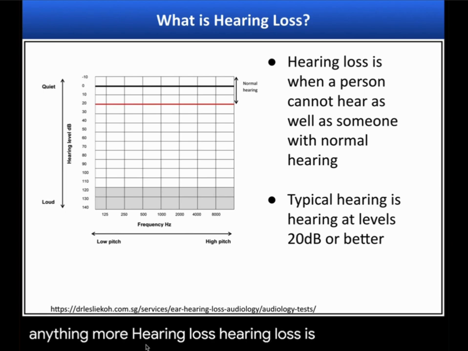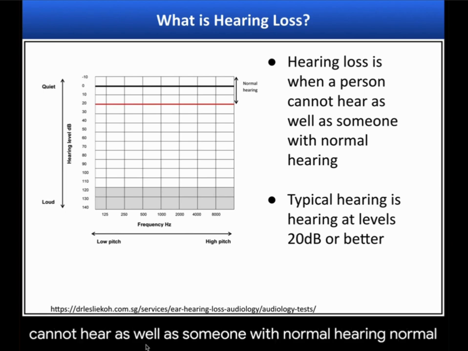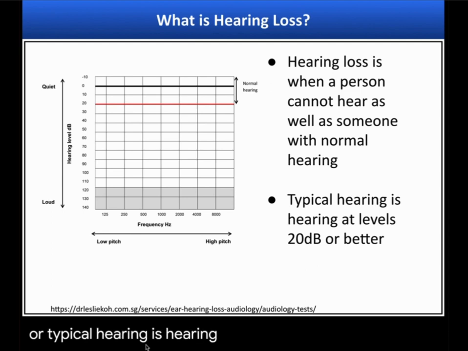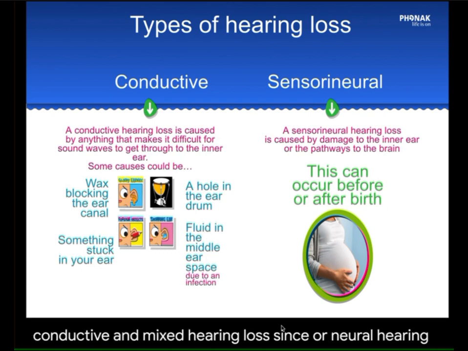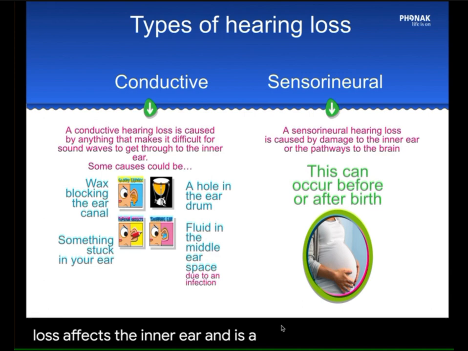Hearing loss is when a person cannot hear as well as someone with normal hearing. Normal or typical hearing is hearing sounds at levels 20 decibels or better. Types of hearing loss include sensorineural, conductive, and mixed hearing loss. Sensorineural hearing loss affects the inner ear and is a permanent hearing loss. Conductive hearing loss affects the outer and middle ear and can be temporary or permanent.